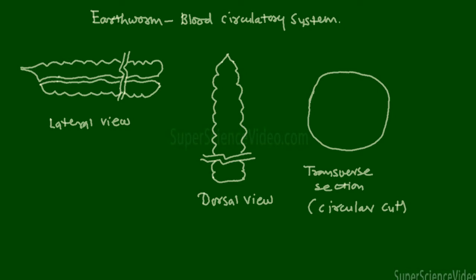This tutorial is about blood circulatory system of earthworm. Here we are seeing lateral view of worm. The worm side to the soil is ventral and free surface is dorsal.